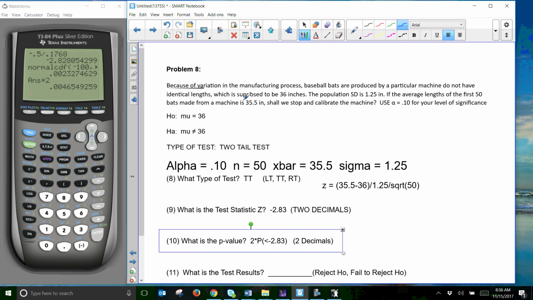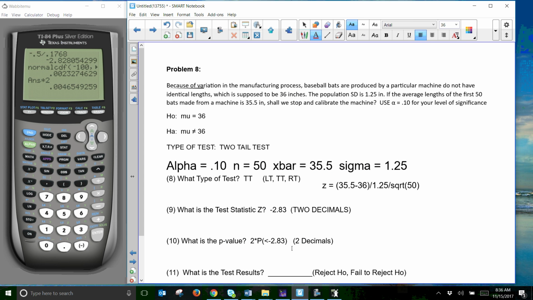Okay, so let's go back over. So the p-value is equal to 0.0047. I said 2 decimals, but you're going to want to do 2 significant digits here.